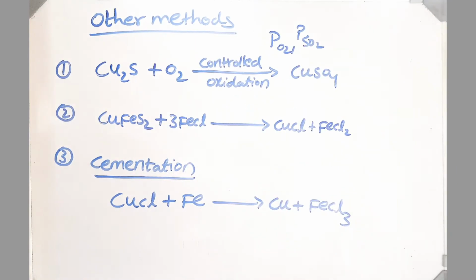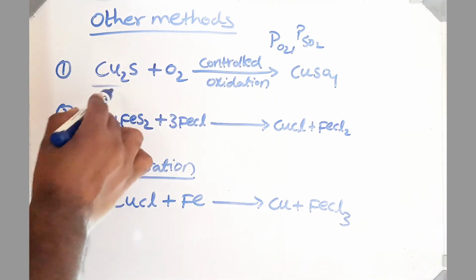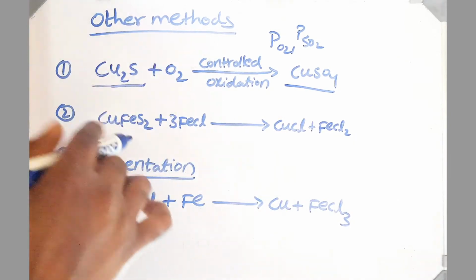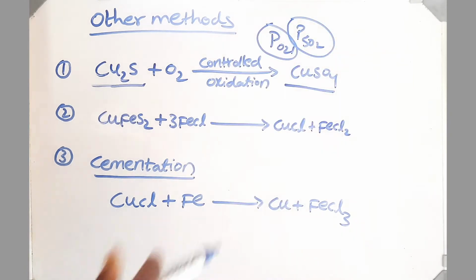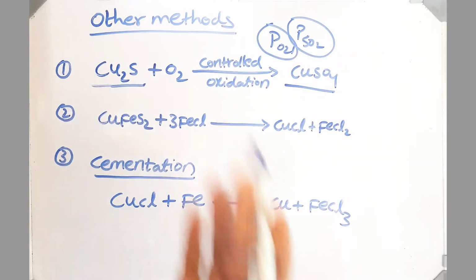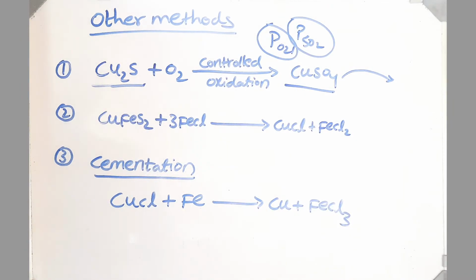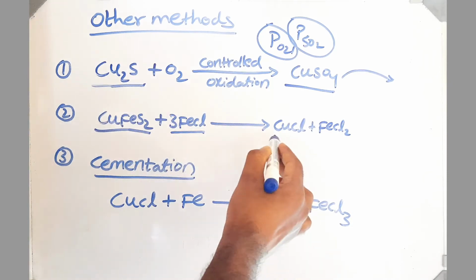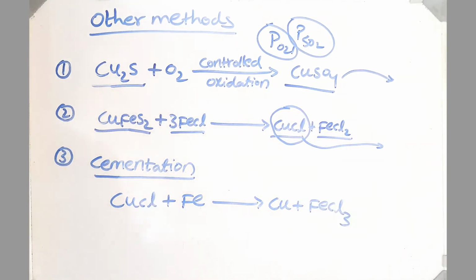Friends, there are some other methods by which we can produce copper. The first method is the partial or controlled oxidation of copper sulfide to CuSO4. This can be done using Pourbaix diagrams, friends. You know Pourbaix diagrams, right? From there, by controlling PO2 and PSO2, we can achieve the product phase of our choice. Then CuSO4 can be taken into aqueous electrolysis where we can produce copper. Another is CuFeS2 reacting with iron chloride, producing copper chloride and FeCl2. Here also, this can be taken into aqueous electrolysis, and there also we can produce pure copper.